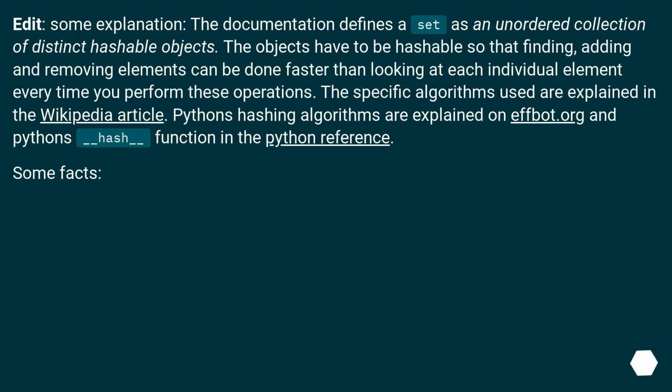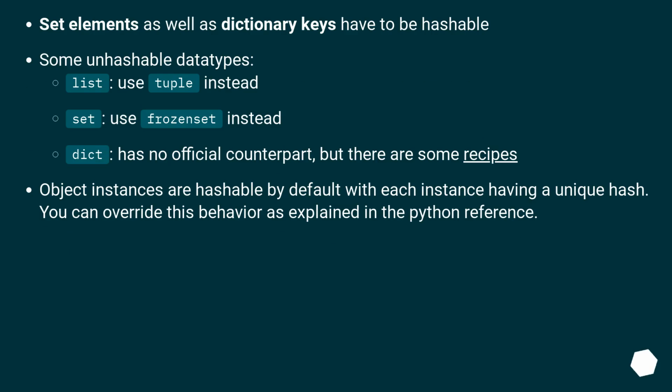Some facts. Set elements as well as dictionary keys have to be hashable. Some unhashable data types: list, use tuple instead; set, use frozenset instead; dict, has no official counterpart, but there are some recipes. Object instances are hashable by default, with each instance having a unique hash. You can override this behavior as explained in the Python reference.